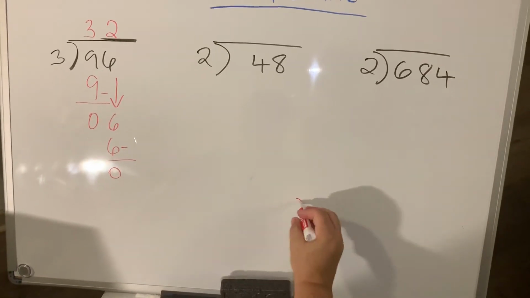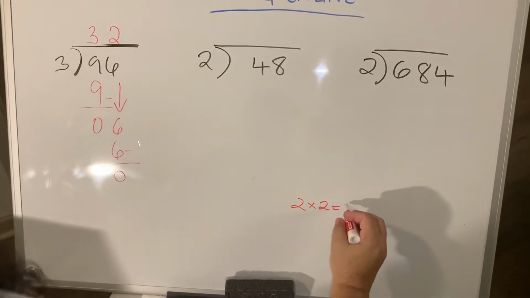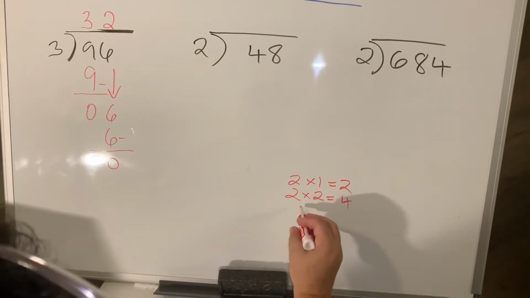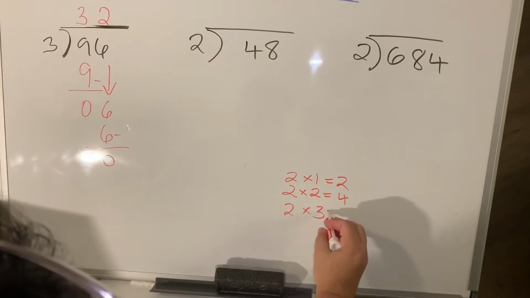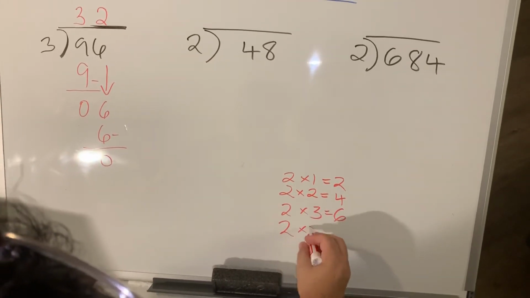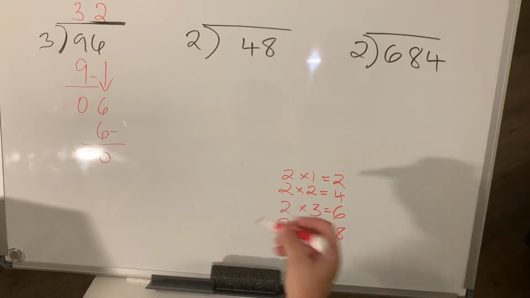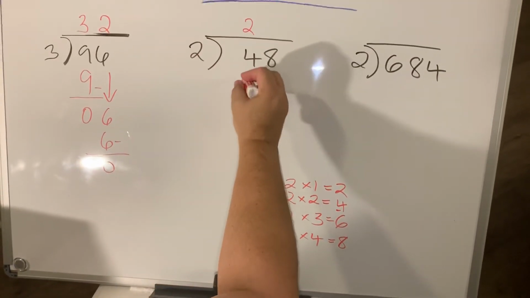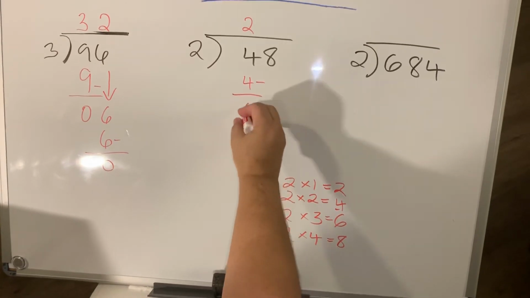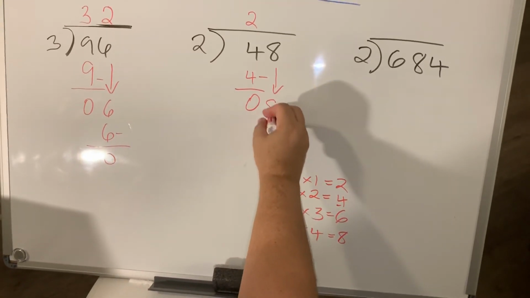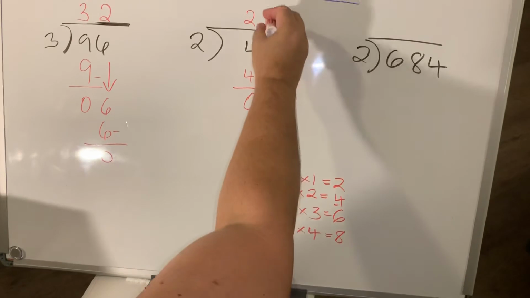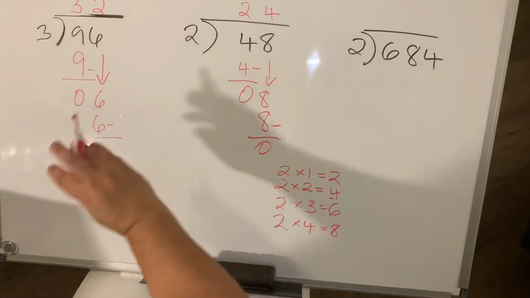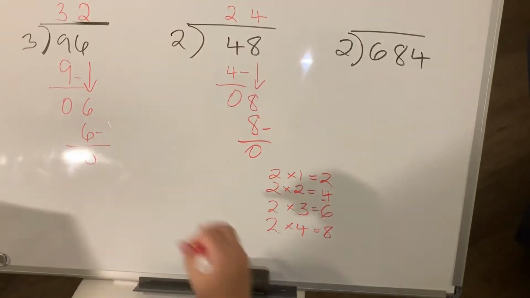2 into 48. 2 into 4 goes 2 times. 2 times 2 is 4. Subtract it out, it's 0. We bring down the 8. 2 into 8 goes 4 times. 4 twos is 8. Subtract it out is 0. There's no remainder. The answer is 24.